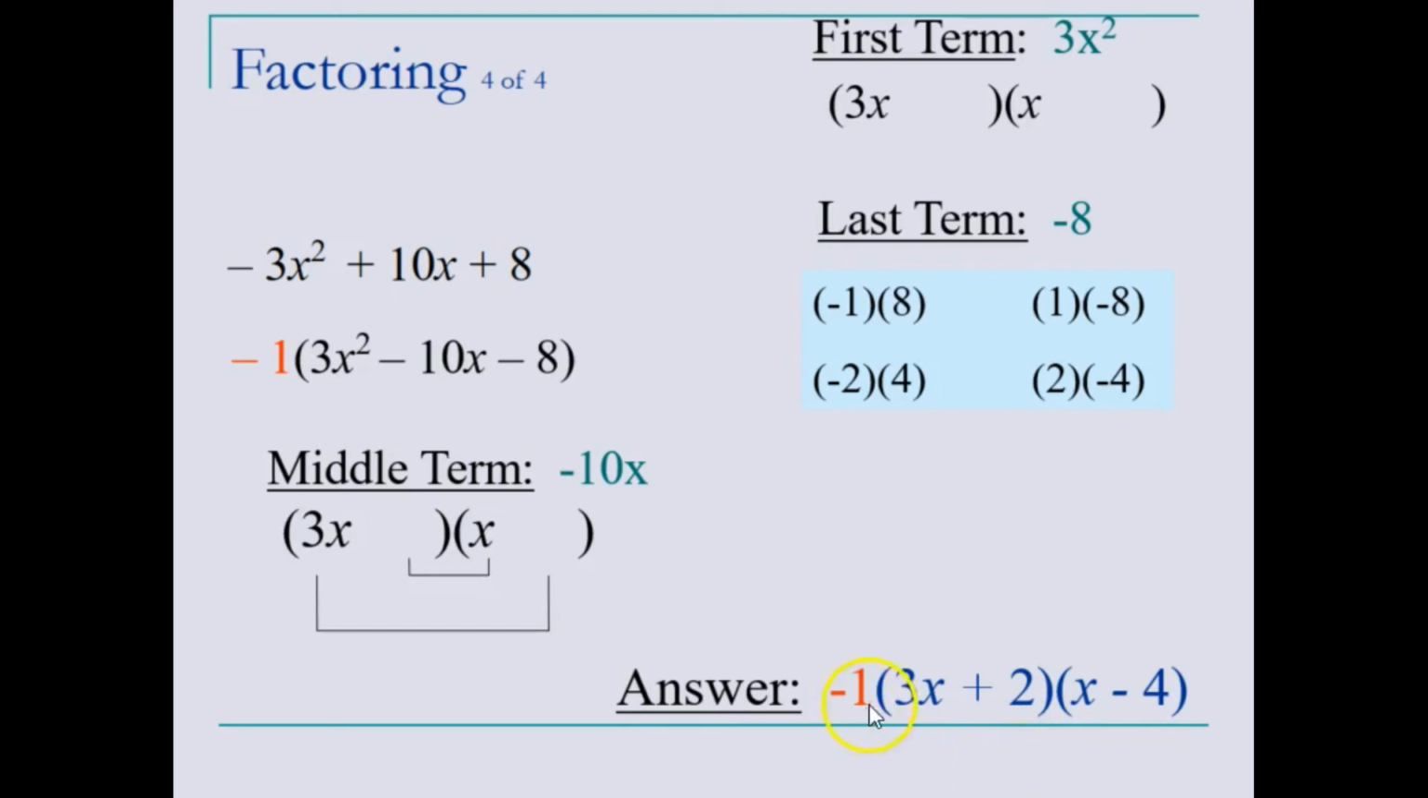It's important to note that the negative 1 that we originally factored out does need to be included here in our final factorization. At any time, this should multiply to equal the original polynomial that was given.